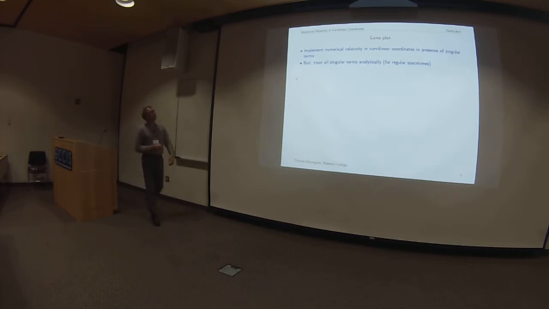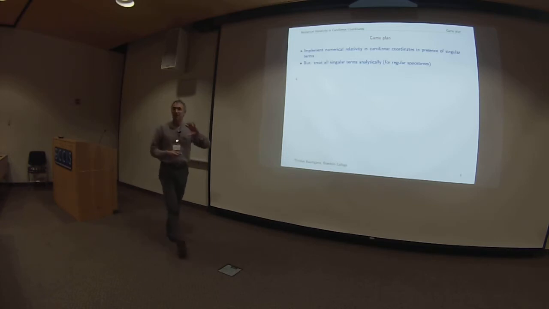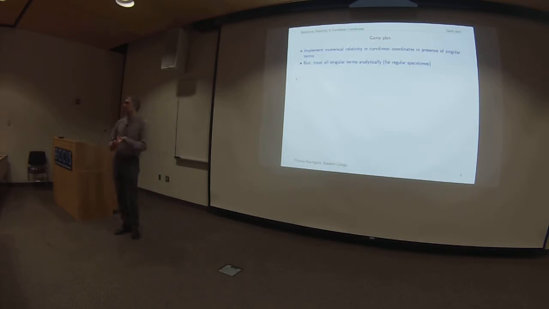So the game plan then is to implement numerical relativity in curvilinear coordinates, in the presence of these singular terms. And maybe I should back up. Of course, you realize there have been many codes that use spherical polar coordinates in GR, starting with the first codes in the mid-60s. But those codes, in general, use a technique that is regularization. Basically, you take the equations and then you make modifications to eliminate the singular terms. That works in spherical symmetry. It also works in axisymmetry. Evans, for example, did those simulations.